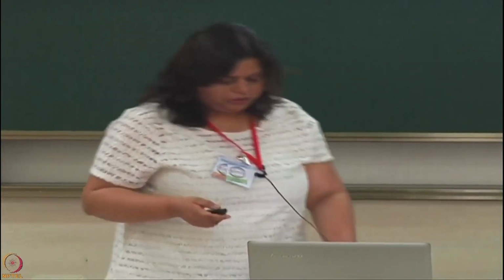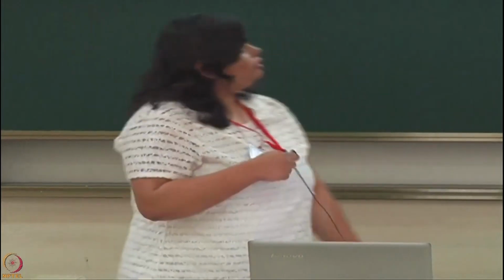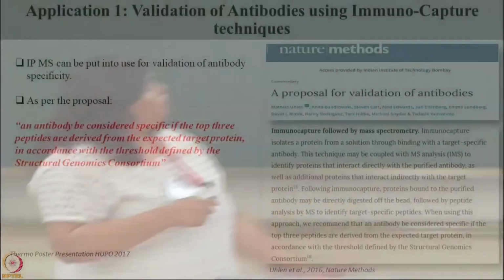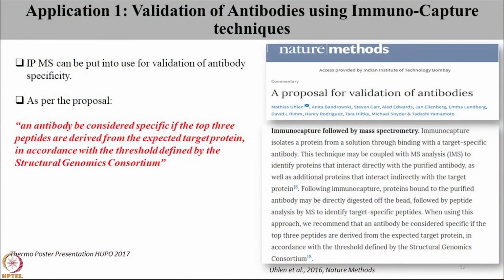We can use a tyrosine-specific antibody which can bind to the tyrosine phosphorylated residues, and then we can do mass spectrometry. So there are many things that you can do with this technique. Coming to the first application, validation of antibodies.